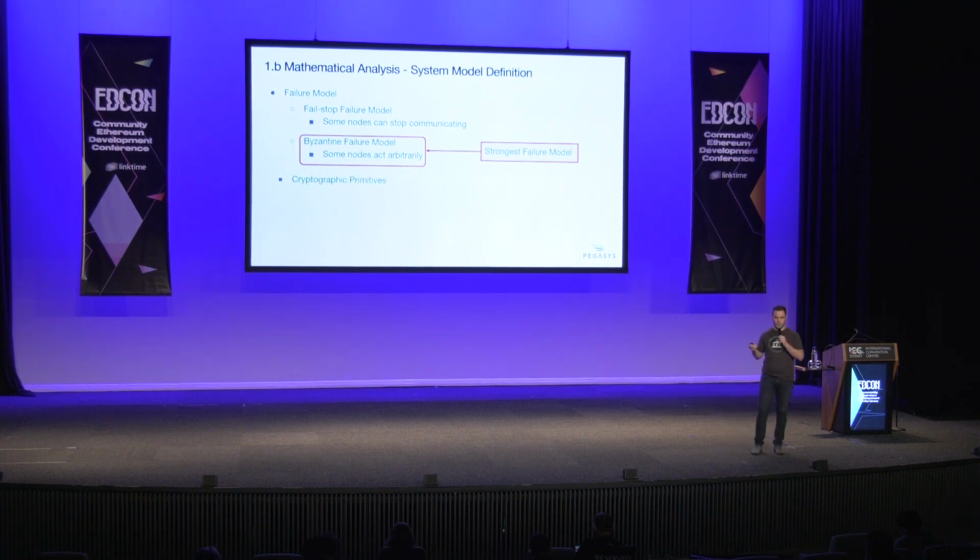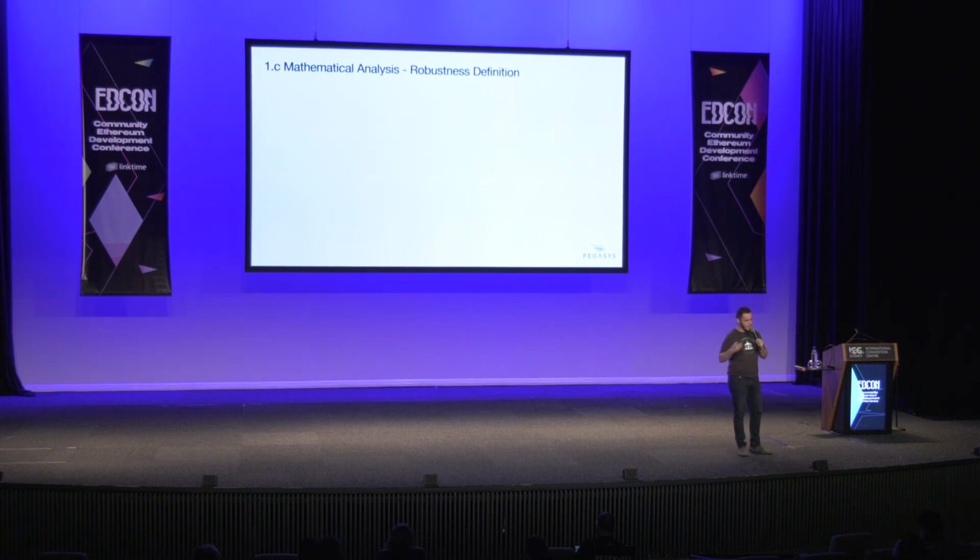And lastly, you need to define the properties of the cryptographic primitives that you are planning to use. Typically, you choose a collision-resistant hash function. You have a signature scheme, which usually provides uniqueness and unforgeability. Before actually doing the analysis, there is something more you need to do, which is to define what you mean by robustness. In this case, we relied on a definition provided by Garay et al., which was provided when they did the analysis of the Bitcoin blockchain protocol.